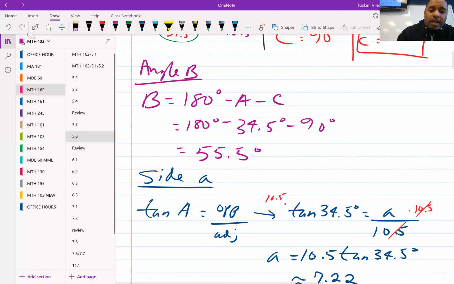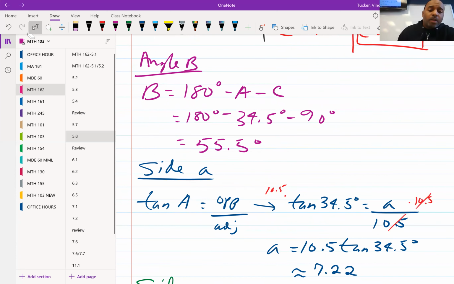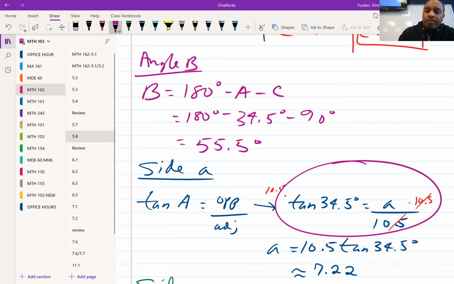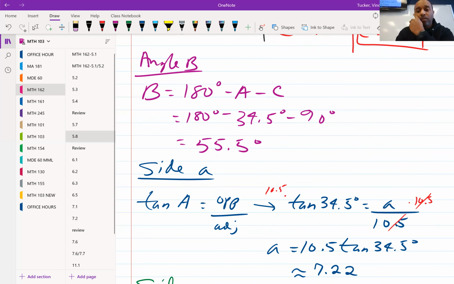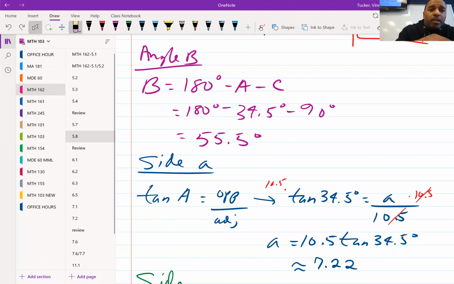So tangent, remember SOHCAHTOA, tangent is opposite over adjacent. So that's how I set this up over here. And so if you want it without the extra stuff, is tan of 34.5 degrees equal to A over 10.5. And so to solve for side A, we will multiply both sides by that 10.5. And side A is 7.2.